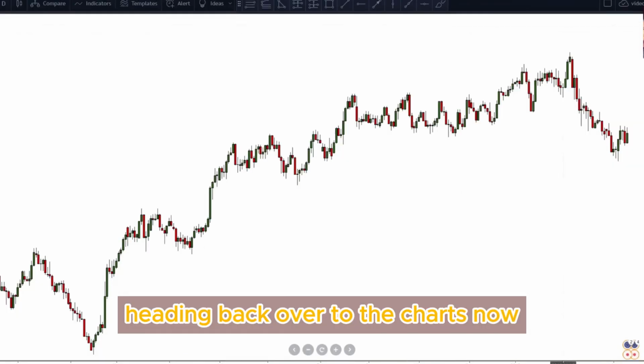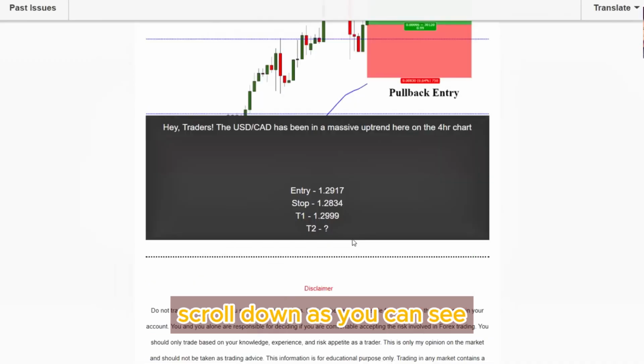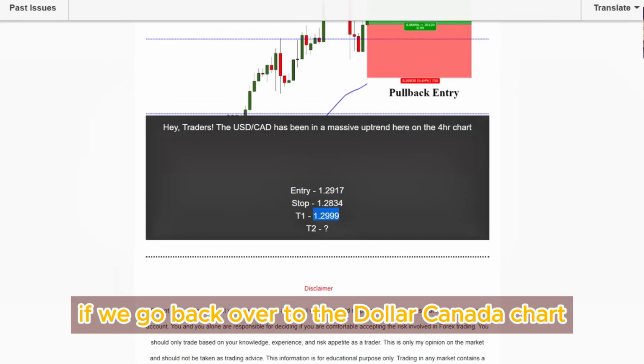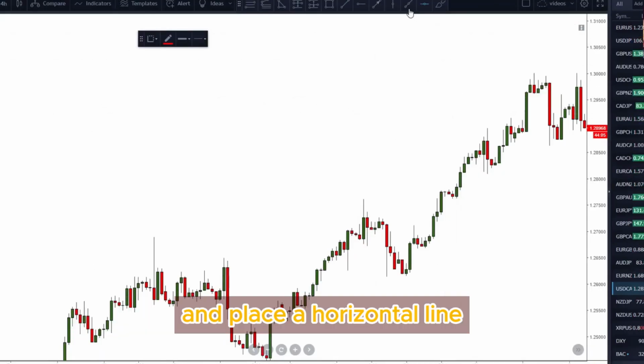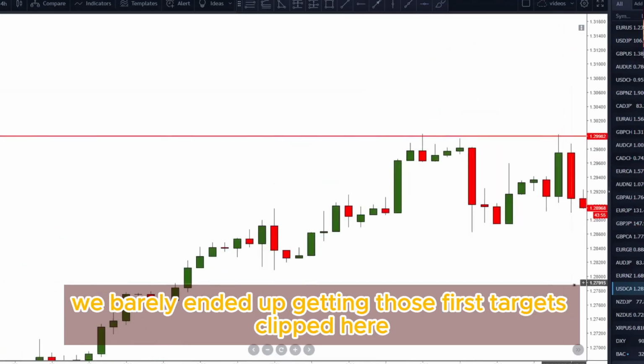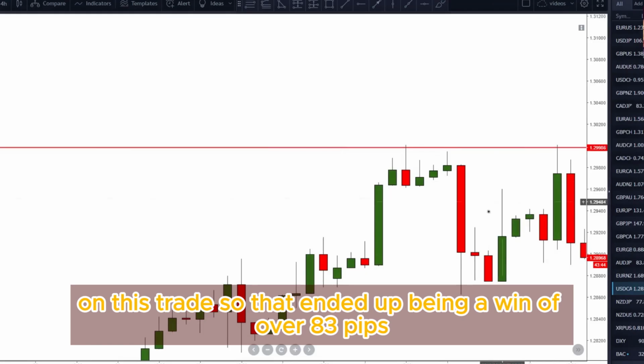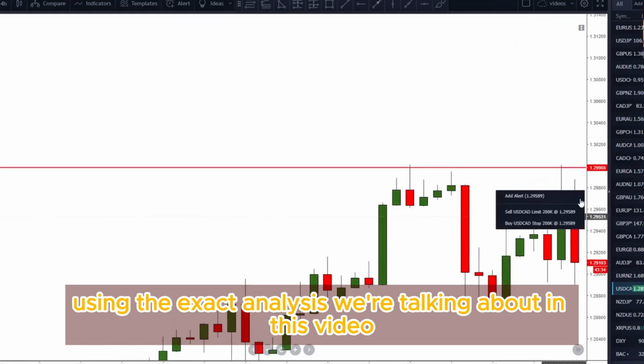Heading back over to the charts now, let's look at the dollar Canada. We'll go back over to the email, scroll down. As you can see, our first target was at 1.2999. If we go back over to the dollar Canada chart and place a horizontal line at 1.2999, as you can see, we barely ended up getting those first targets clipped here on this trade.